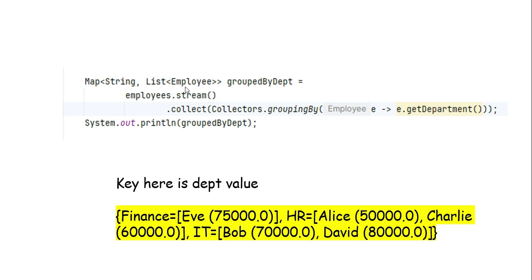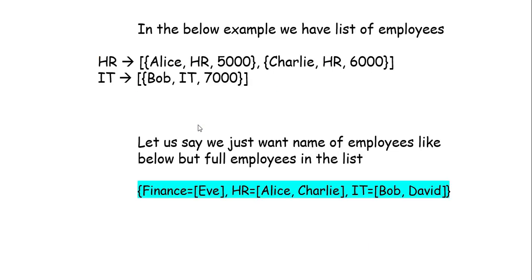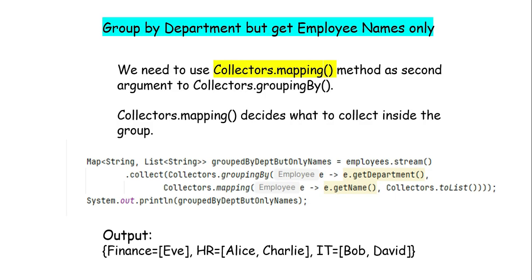So let's say there is a scenario where we don't want to return the employees which are in the stream. We just want to return the employee names. In the below example, we have a list where, for example, finance will have Eve and Charlie. We don't want the entire object in the list; we just want some attribute or a part of that object. So how do we achieve this?